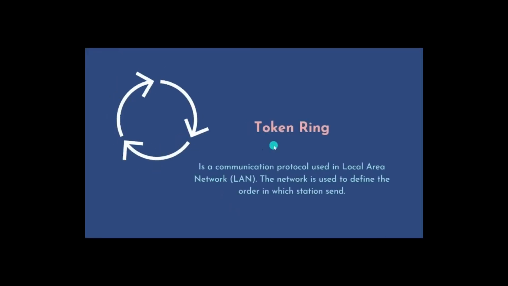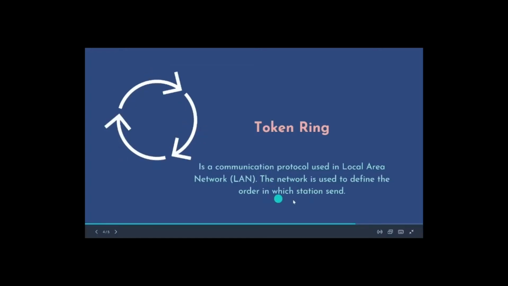Lastly is Token Ring. Token Ring is a communication protocol used in a local area network. The token is used to define the order in which stations send.